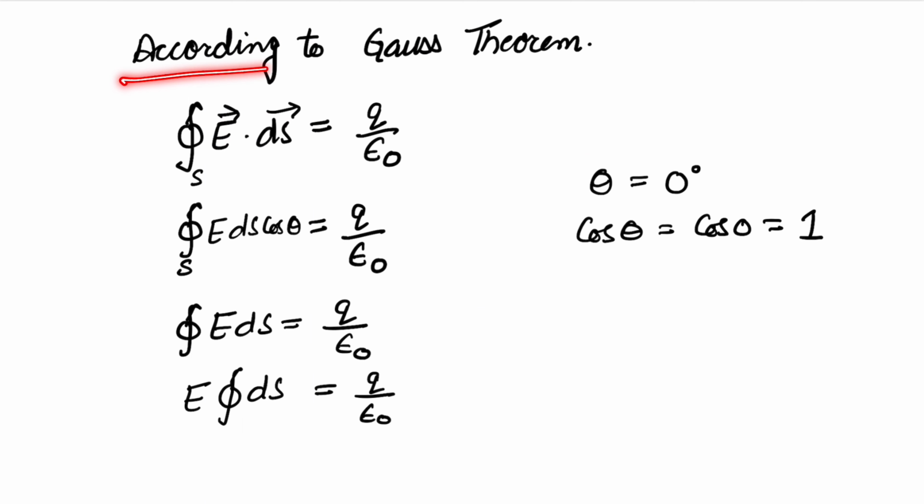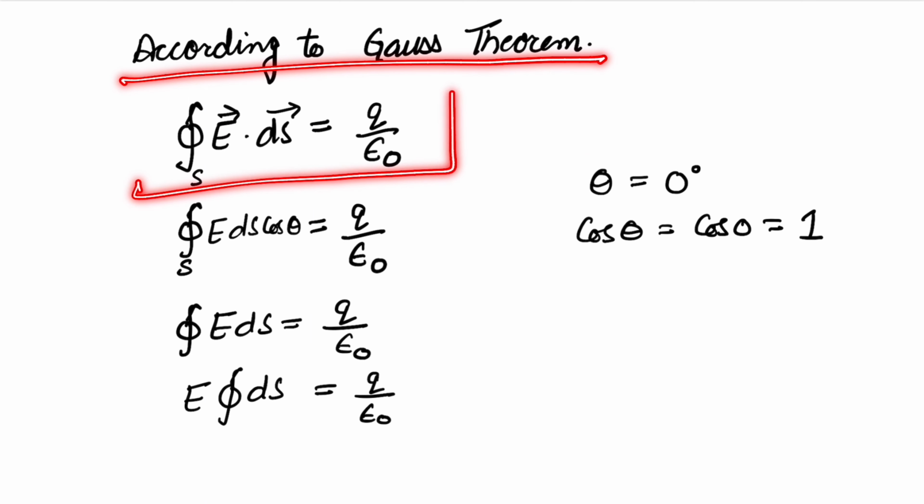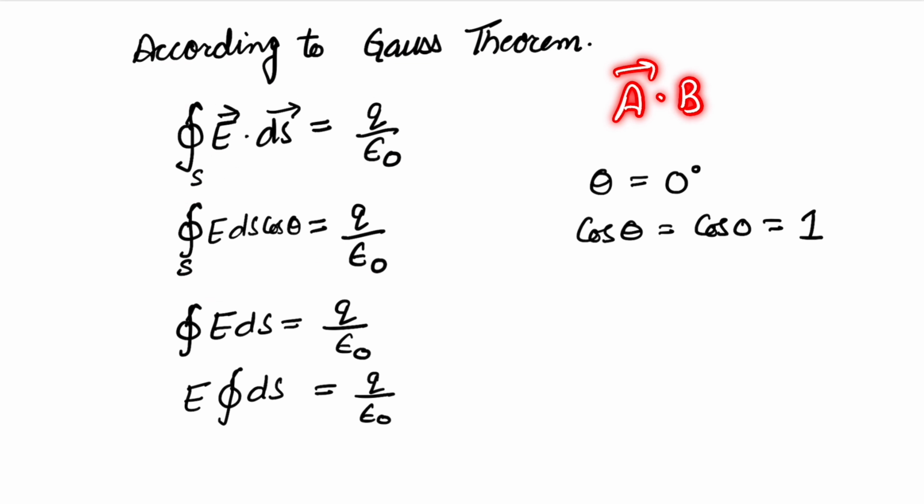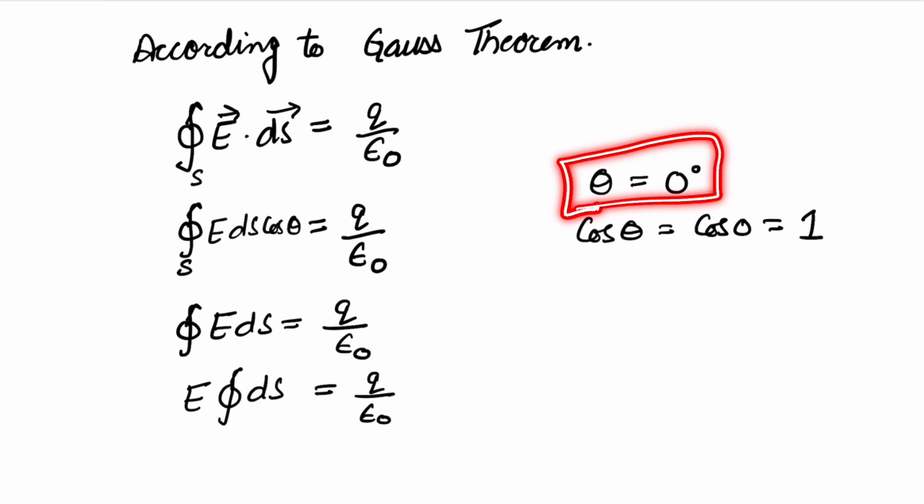Then we write down the Gauss theorem. According to Gauss theorem, the total electric flux is given as Q divided by epsilon naught. E vector dot ds vector is actually A vector dot B vector, which can be written as AB cos theta, right? This A and B represent the magnitude of A vector and magnitude of B vector. So it is E ds cos theta. And theta is the angle between the electric field and the normal, right? And we see that this theta comes out to be 0, right?